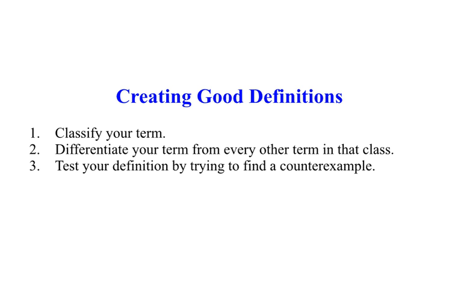So how do we create a good definition? There are actually three steps. Step 1, classify your term. Step 2, differentiate your term from every other term in that class. And step 3, test your definition by trying to find a counterexample. If you think back to our widget example, we did these three steps. We classified them as figures. We differentiated the widgets from the not widgets. And then we tested the definitions with A, B, C, and D by seeing which ones were counterexamples.